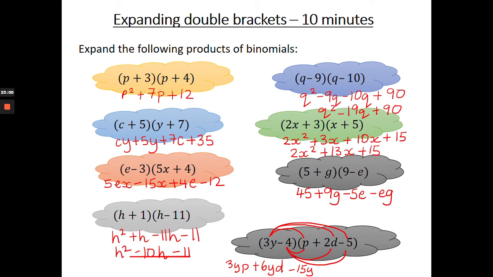Then the bottom ones, I'm going to have minus 4p, minus 8d, plus, because minus 4 times minus 5 is going to give me a plus 20. Okay, so let's look at anything that is the same. Well, this is a yp, this is a yd, there's nothing else that contains either yp or yd. This is a y, nothing else containing just y on its own. This is a p, nothing else containing a p or a d, so therefore that would be the simplified term.